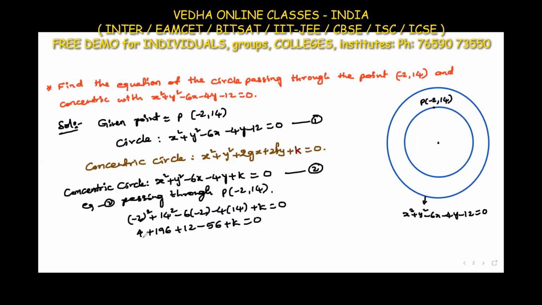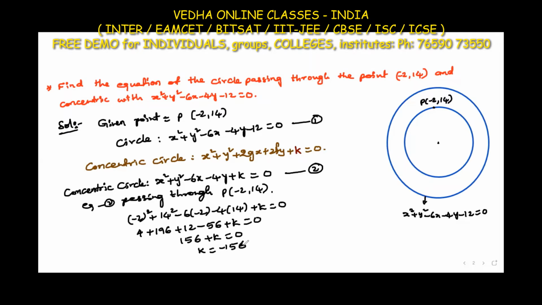So 196 plus 4 is 200, and from 200 if you subtract 56, it is 144, and 144 plus 12 is 156. 156 plus k equal to 0. What is the value of k? The k value is minus 156.